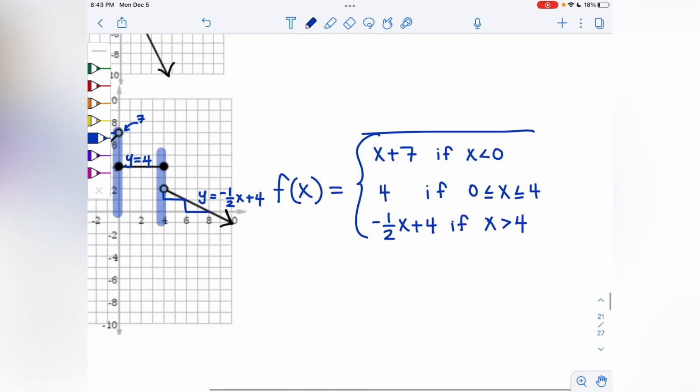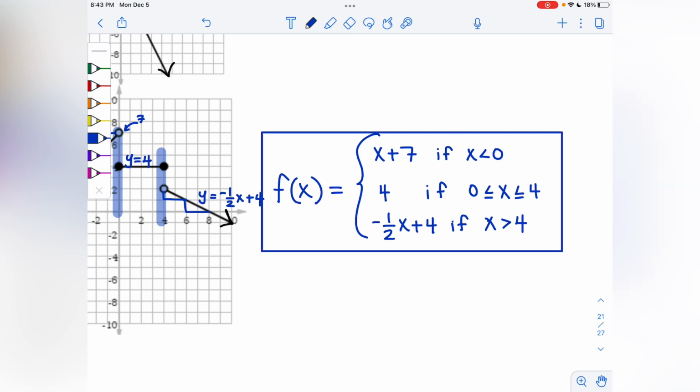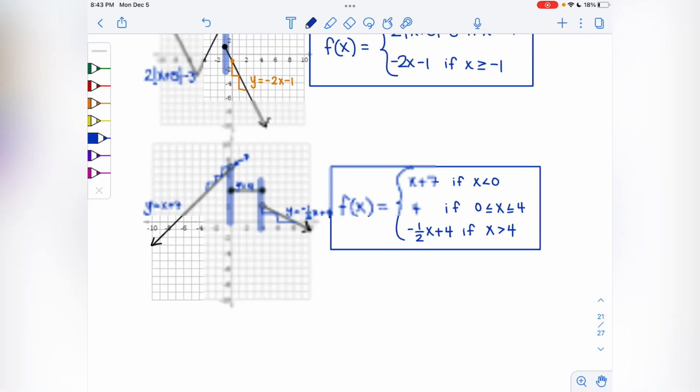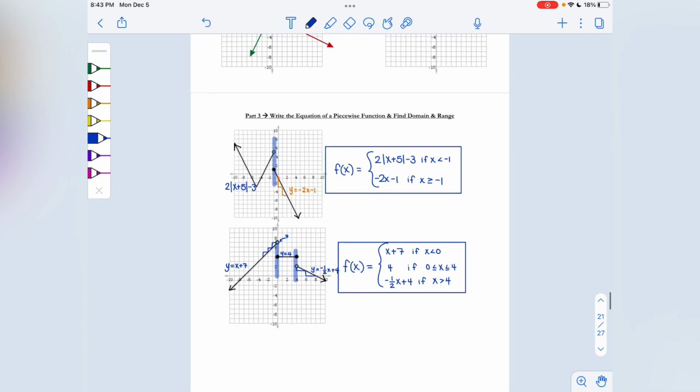So that's the answer. We can talk about domain and range when I see you next. So don't worry about it for right now, but hopefully all these piecewise examples make sense. We'll recap it when I see you next.